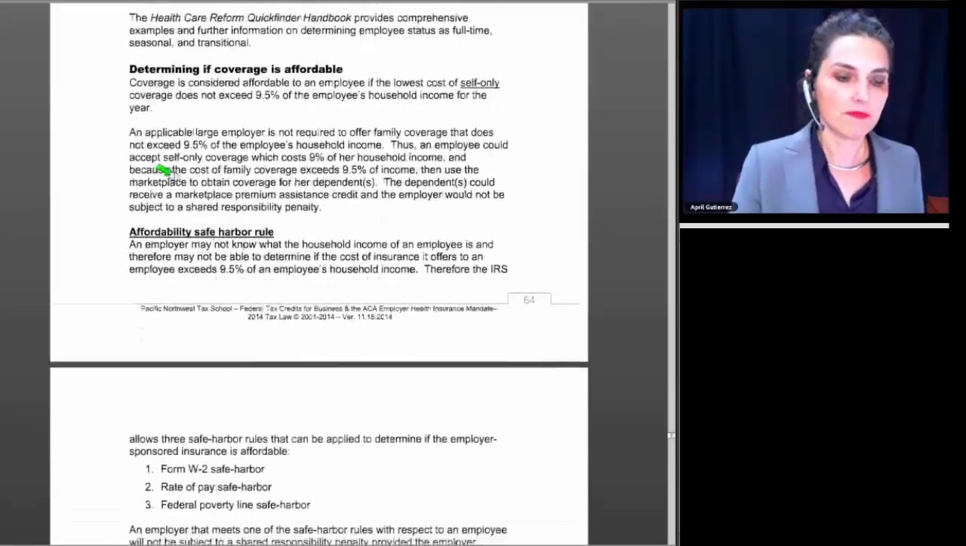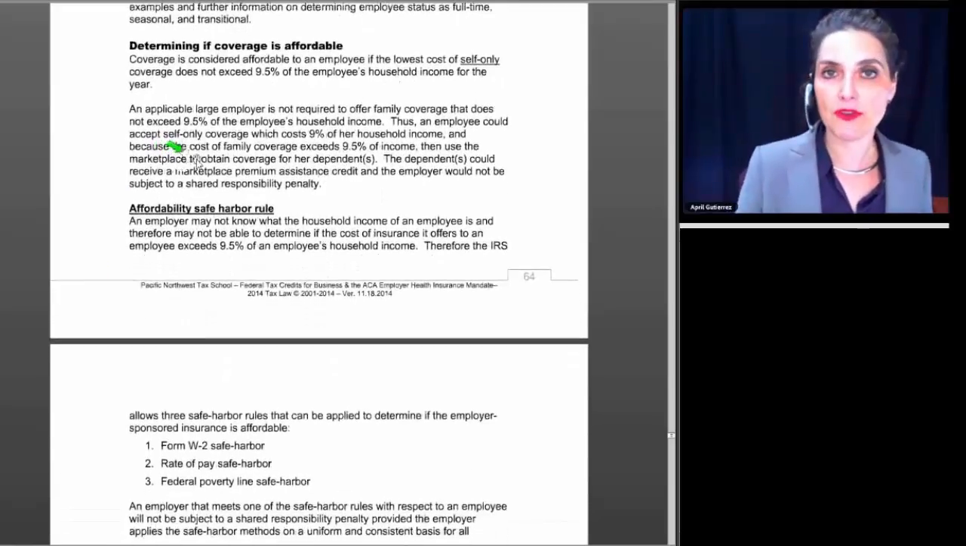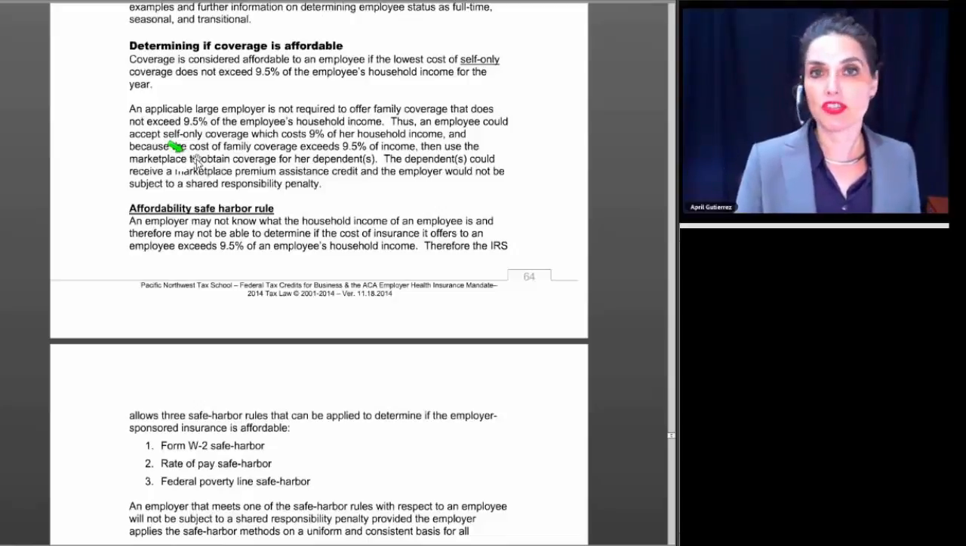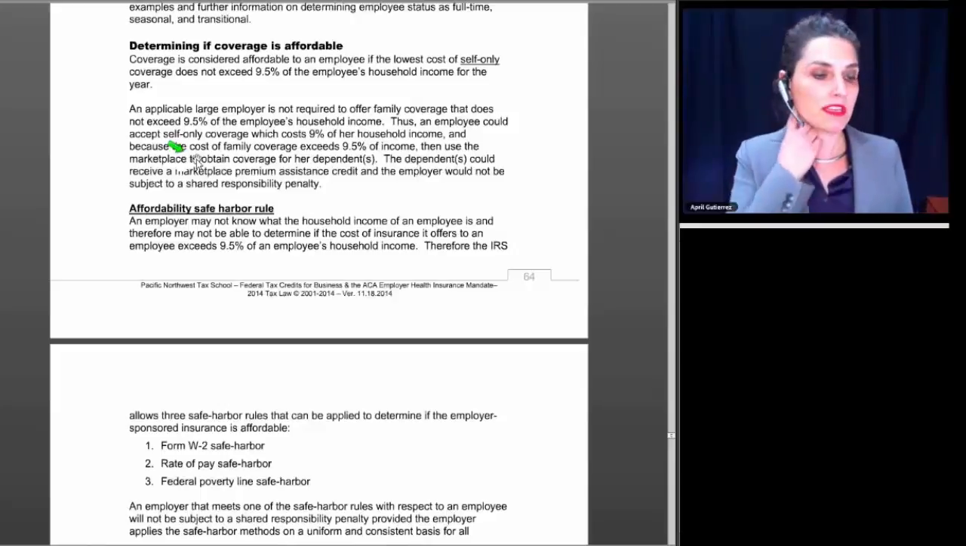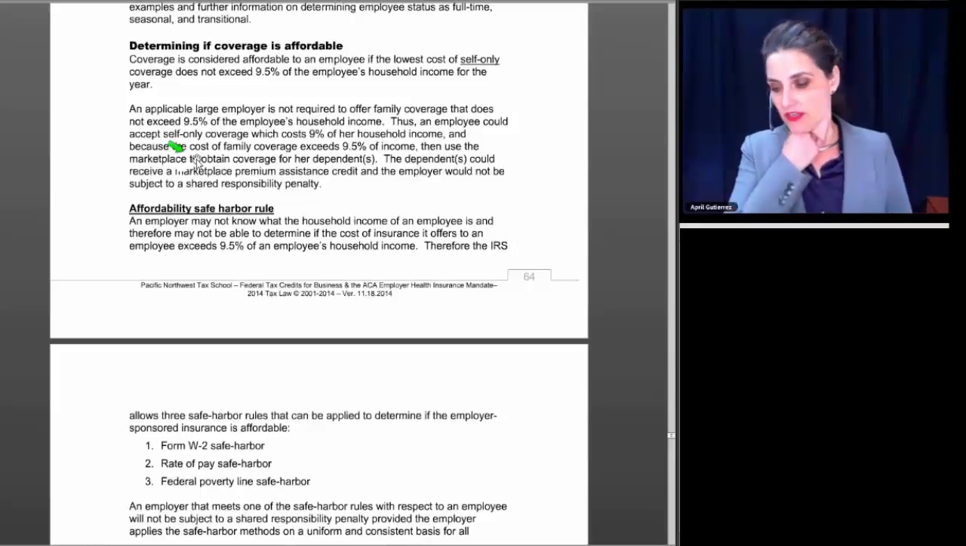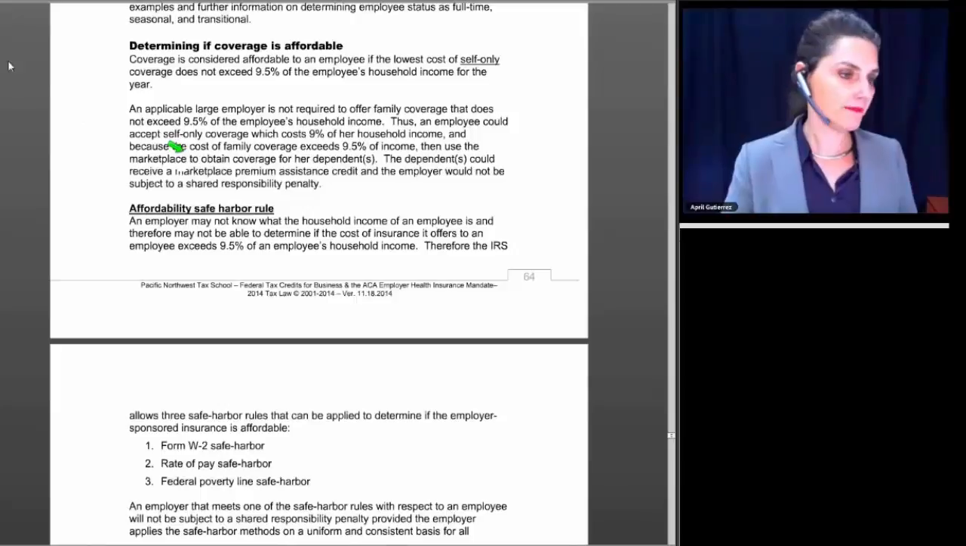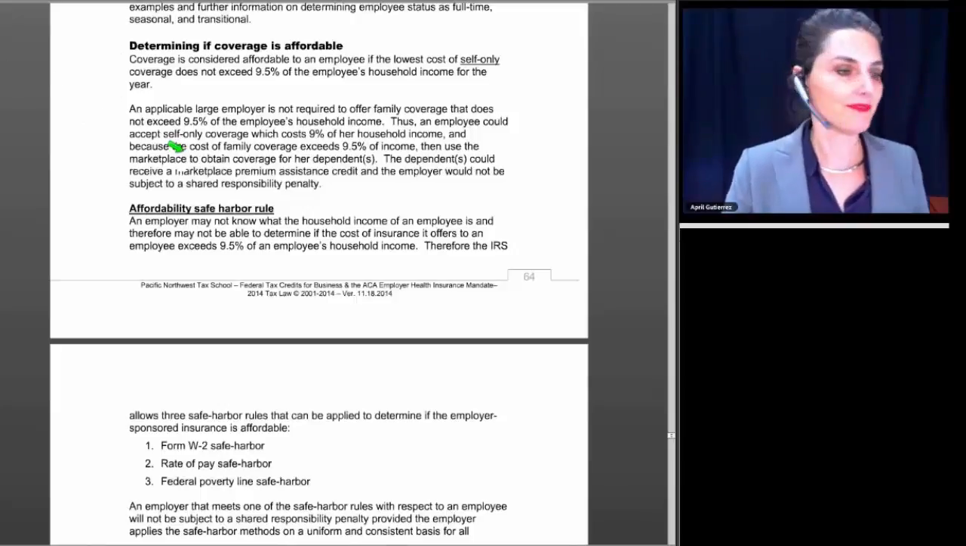So the next step is that an employer must offer affordable coverage to its employees, and must be able to show or demonstrate that it actually provided affordable coverage to its employees. And I think that this is actually a good time to take the final break of the day. Yeah, final break of the day.